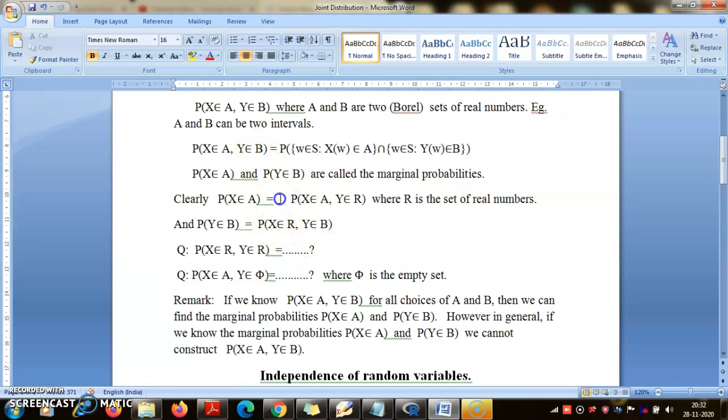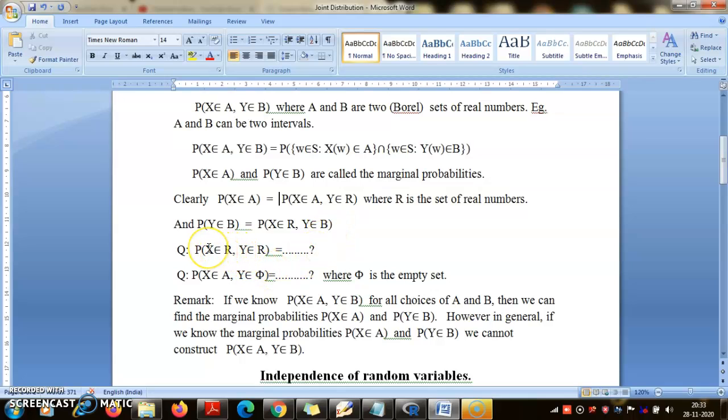So if we know the joint probabilities, from there we can easily derive the marginal probabilities. Actually, a marginal probability is nothing but a joint probability where the second variable is unrestricted. Unrestricted in the sense that we are looking at all possible values of Y while restricting X to A. Similarly, the probability that Y is in B is the joint distribution where we are considering all possible values of X, restricting Y to B.